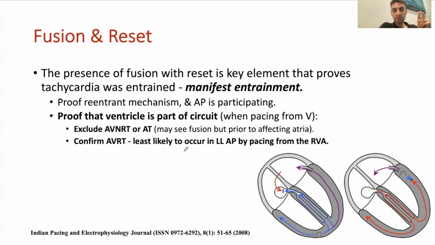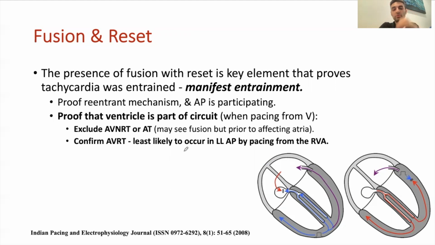proves an accessory pathway is present and participating in the tachycardia, proof that the ventricle is part of the circuit. One, obviously you're pacing from the V in AVRT cases, and that excludes AVNRT or atrial tachycardia, because again, you will not see fusion with reset at the same time. You might fuse, but without resetting. Okay, but you will not.